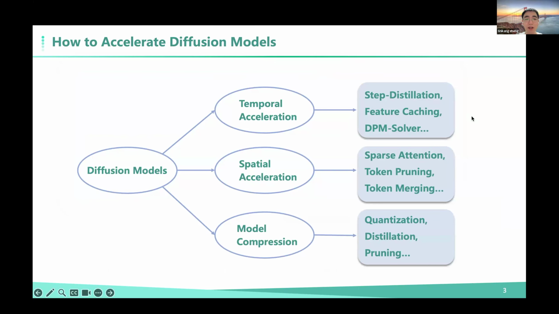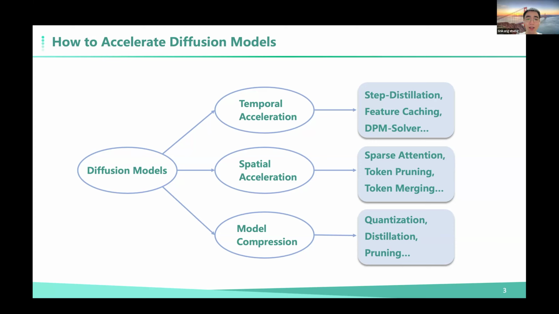We can mainly separate these acceleration methods into three types. The first is temporal acceleration. What we try to do is reduce the actually computed steps during the diffusion process. For example, we try to reduce a 50-step diffusion model into a 4-step or 8-step through distillation, or feature caching, or even DPM solver.